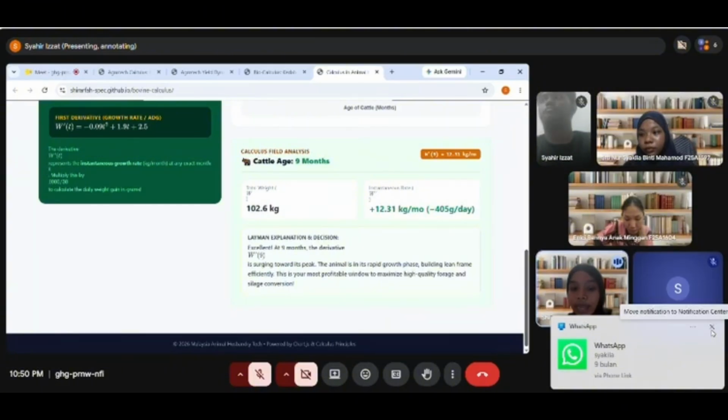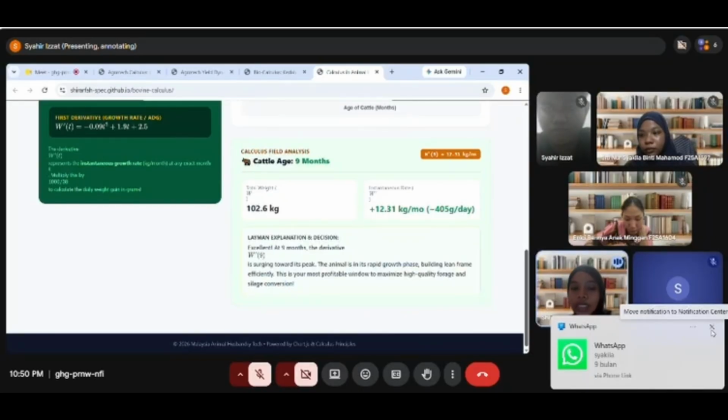Interpreting month 9, what does this data mean biologically? Month 9 is a phase of high momentum. The animal is highly efficient at converting nutrition into muscle. For a farmer, this is the golden window where high quality feed has the highest impact on future yield.